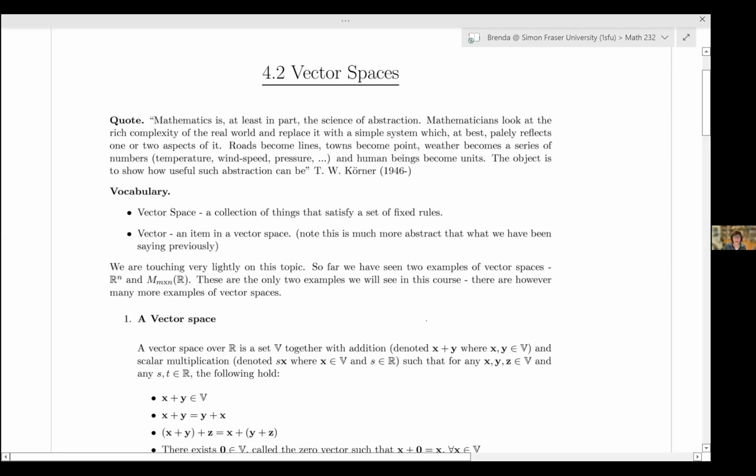Hi, everybody, and welcome to section 4.2 on vector spaces. This is going to be a super short lecture, and we're just really lightly touching on this topic.